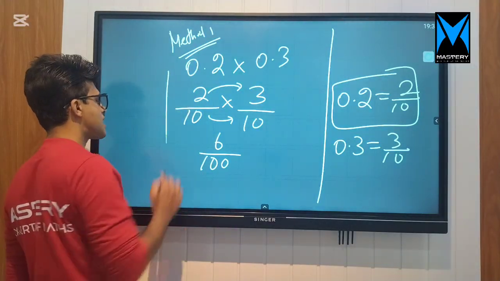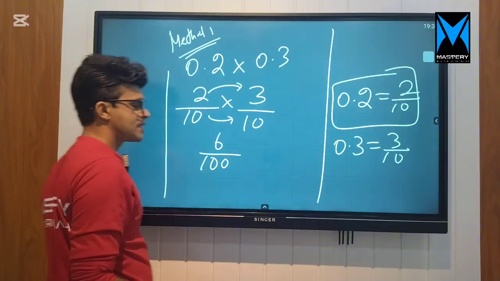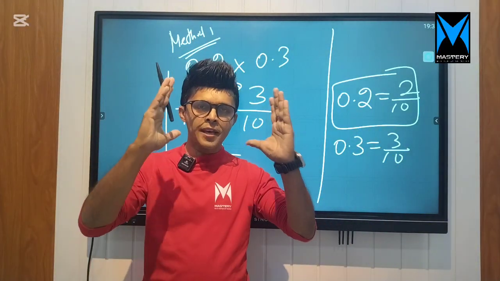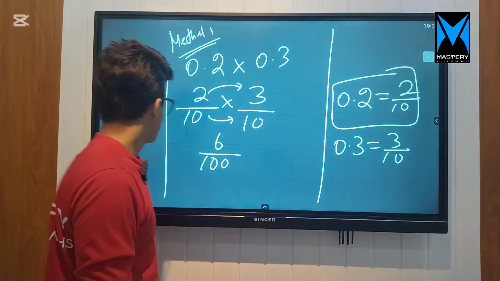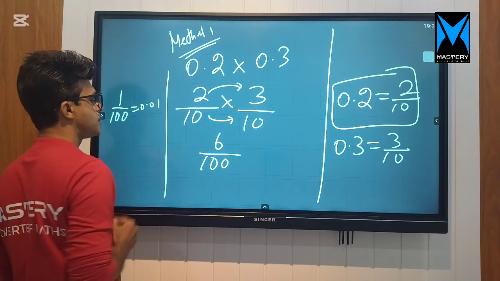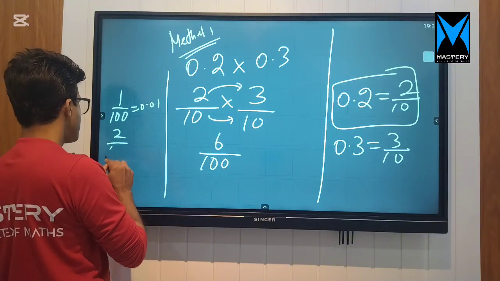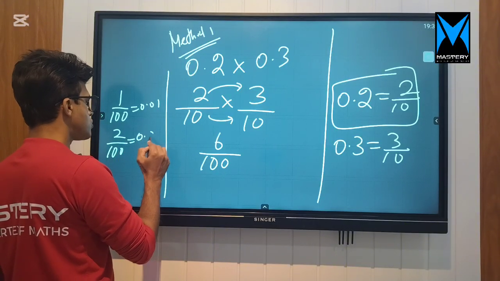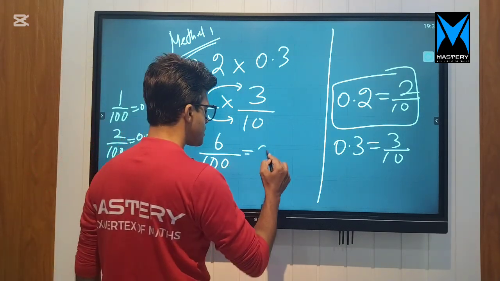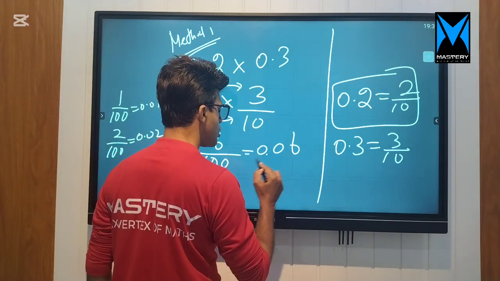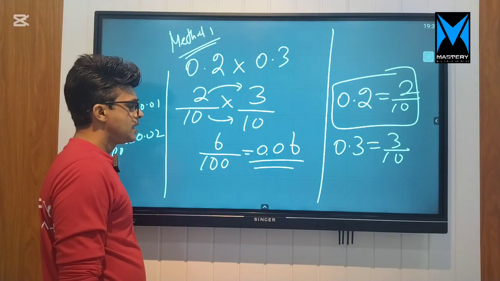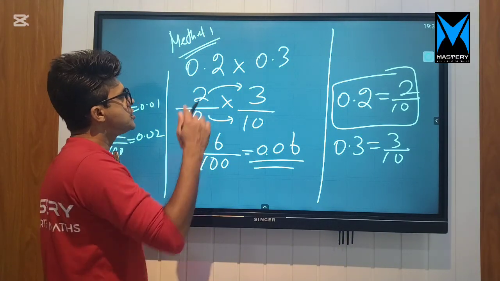So the answer should be kept as a decimal number. 1 over 100 equals 0.01. 2 over 100 equals 0.02. So what should be the value of 6 over 100? It means 0.06. This is the answer. This is the first method.